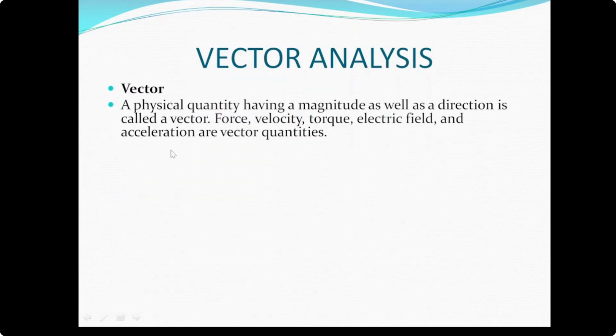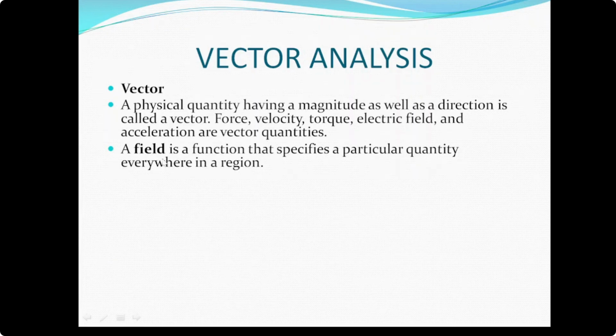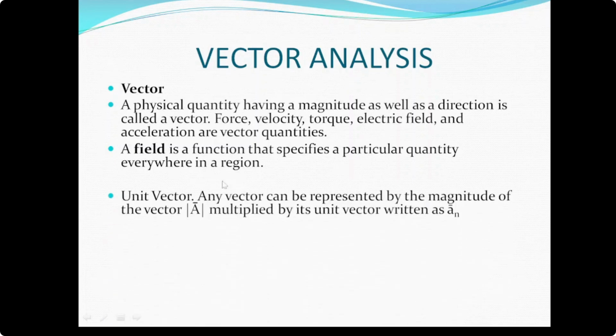Vector: a physical quantity having magnitude as well as direction is called a vector. Force, velocity, torque, electric field and acceleration are vector quantities. A field is a function that specifies a particular quantity everywhere in a region.